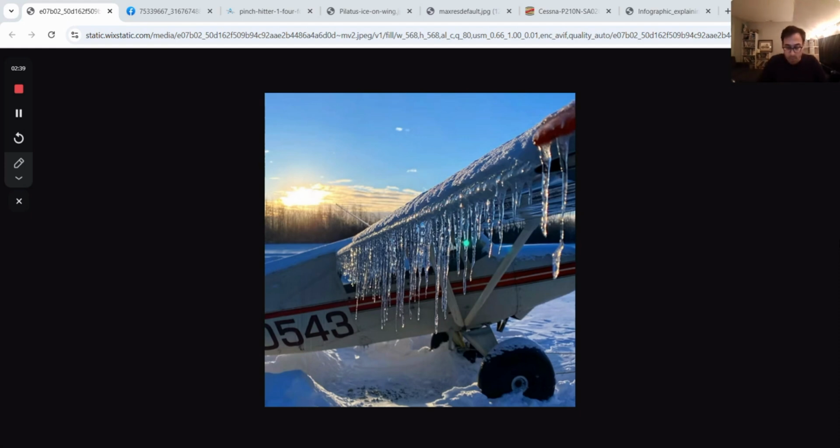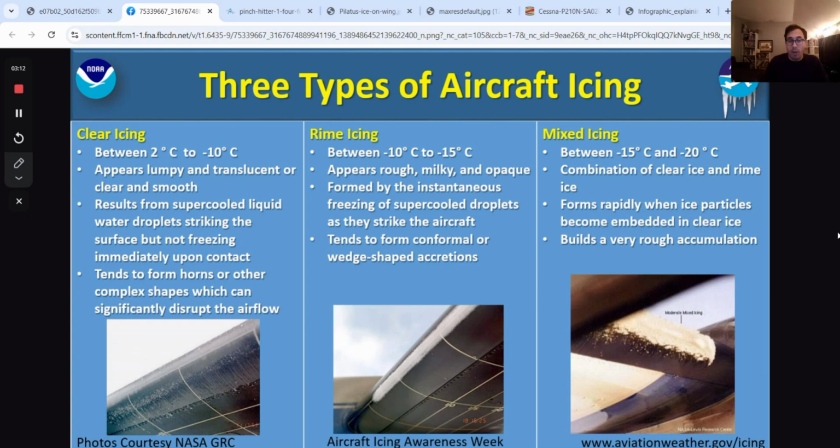When you do encounter icing, it's first going to show up on areas of the plane that have the smallest radius, and this comes from advisory circular 91-74, which I'll link below. But yeah, ice forms on the smallest surfaces or smallest radiuses, like the prop, and then the leading edges of the airplane, and then the empennage and the wings and stuff. Diving in a little bit more, we've got the three types of aircraft icing: clear, rime, and mixed, like I said before.